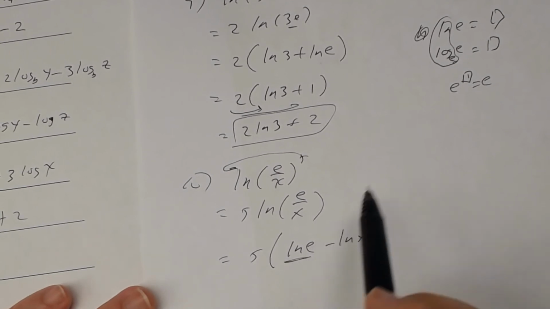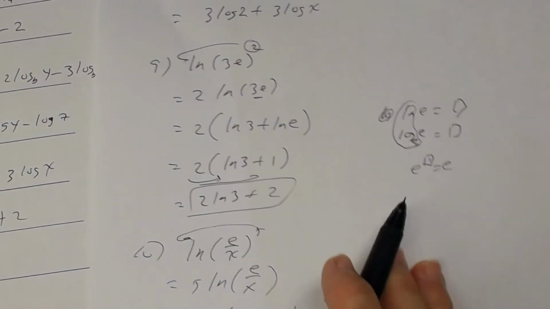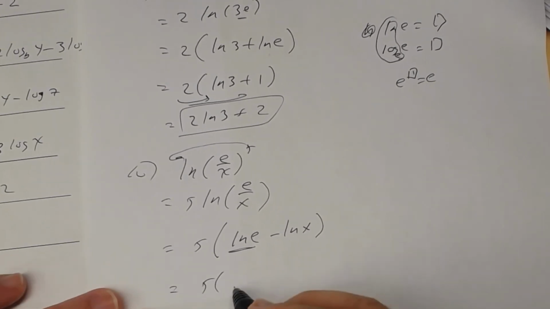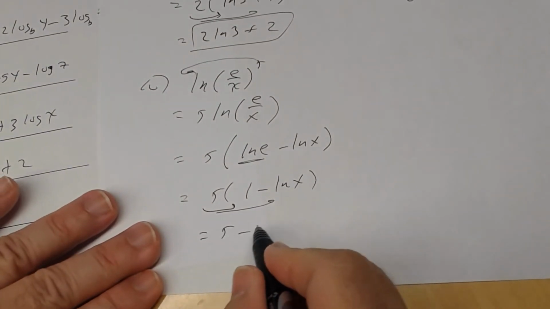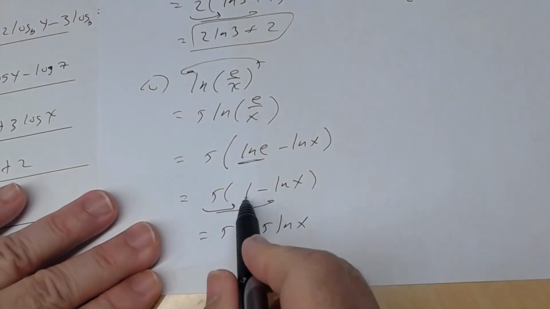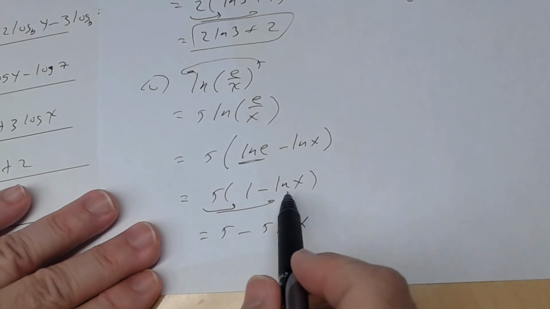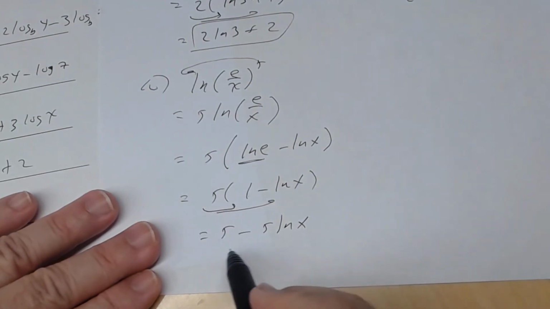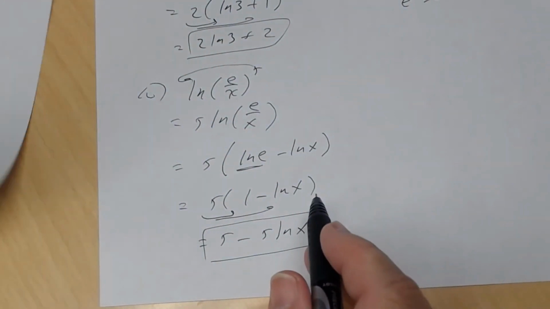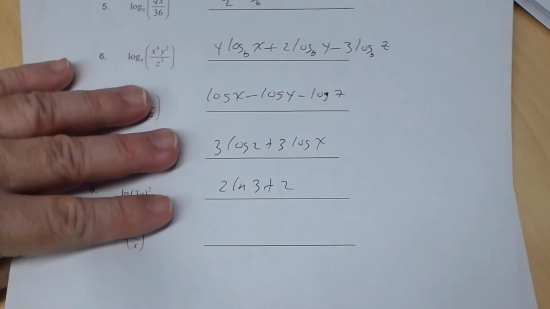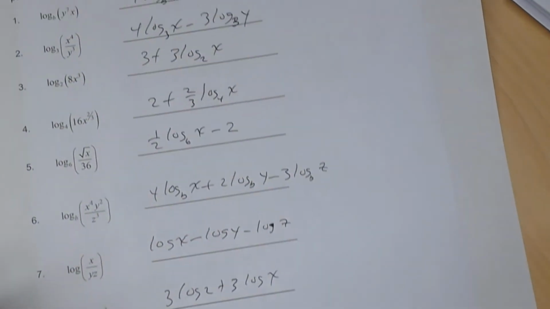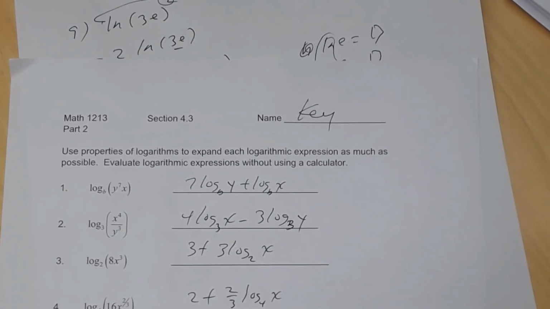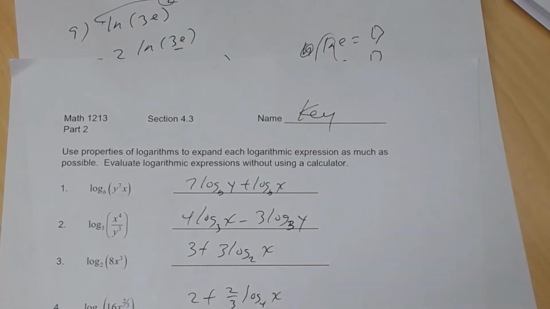Remember, the natural log of e we just found was 1. So I'm going to replace this with 5 times 1 minus the natural log of x. And then distributing, the answer becomes 5 minus 5 natural log of x. 5 times 1 is 5, and 5 times the negative natural log of x is negative 5 natural log of x. And so there's your answer. So number 10 is 5 minus 5 natural log of x. Okay, so that takes care of the key to section 4.3, part 2.